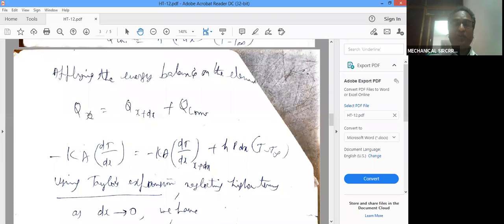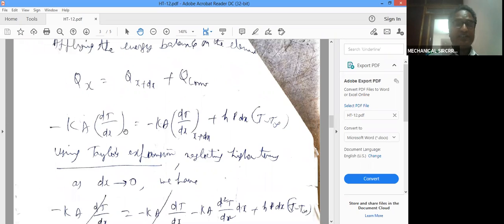That's why, applying the energy balance equation on the small element, Qx is equal to Qx plus dx plus Q convection. That is, minus KA dT by dx at x is equal to minus KA dT by dx at x plus dx plus convection heat transfer hP dx into T minus T free stream.